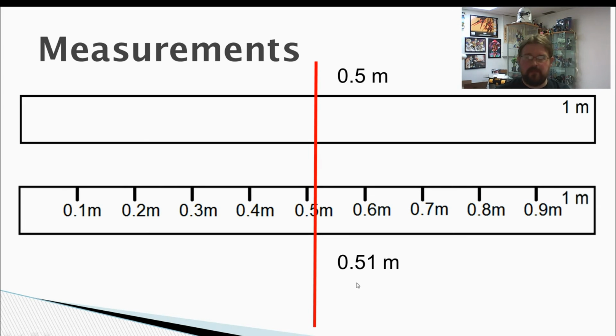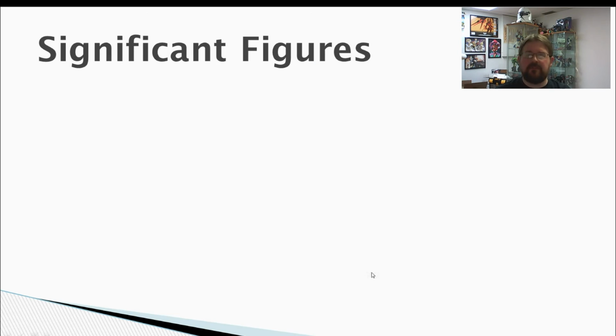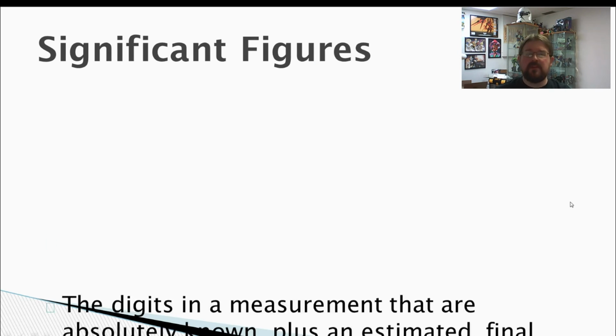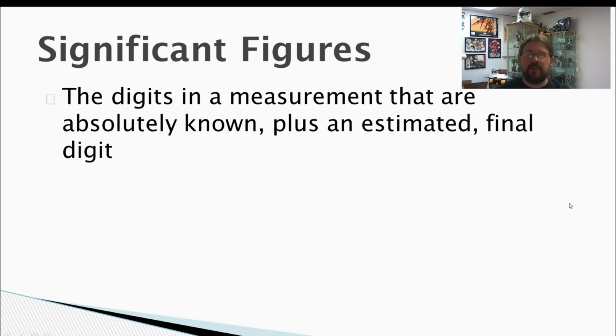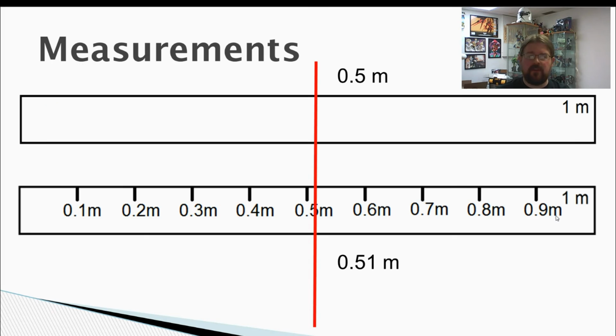Now you can see that the top measurement and the bottom measurement there have different amounts of digits in them. This is what's called significant figures, okay? Significant figures are the digits in a measurement that are absolutely known plus an estimated final digit, okay? Think about that definition for a second. Go back here. The digits in a measurement that are absolutely known plus one final estimated digit.